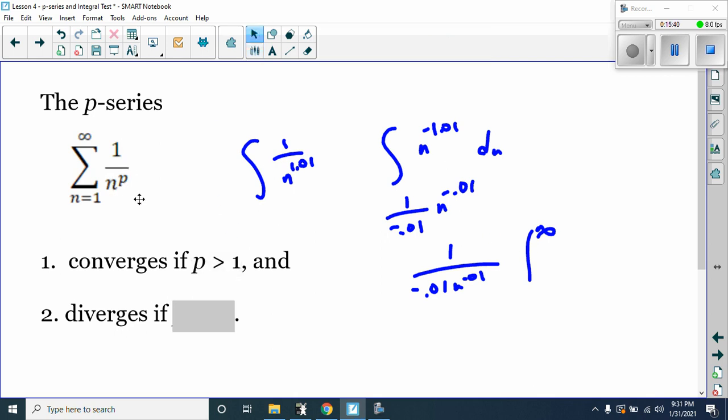Notice n to the p is on the bottom here. If p is greater than 1, it converges. If p is any number less than or equal to 1, including any negative number, including 0, including 1 itself, then it will diverge.